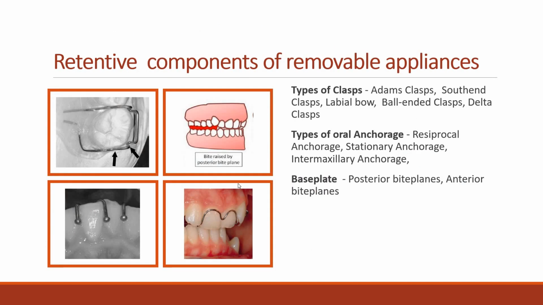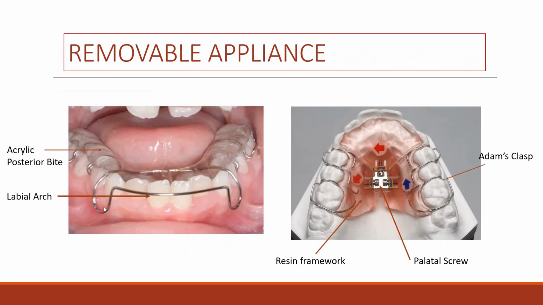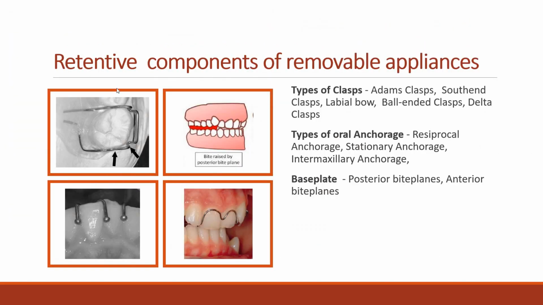As you see, these are the clasps we need for retention of the removable appliances. Here we have the Adams clasp, the ball-ended clasp, and this is the base plate, and we need it for posterior bite planes when you want to open the occlusion.